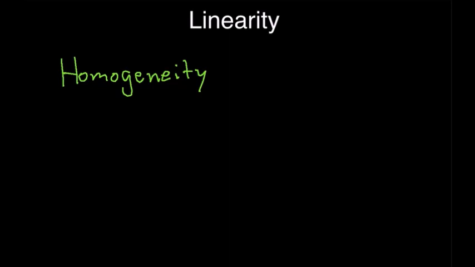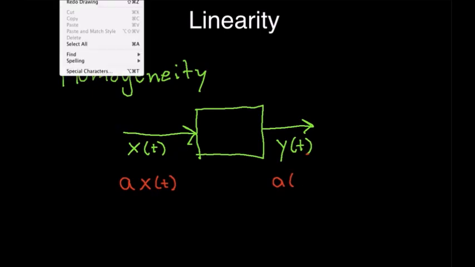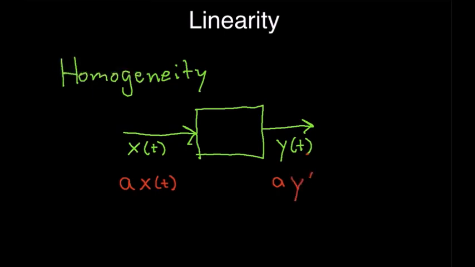Okay, and homogeneity can be described in this way. Suppose we have a system and the input to this system is x of t, and the output in response to x of t is y of t. Okay, so a system that is homogeneous has the following property. If instead of x of t going in, I put some constant a, a real number, times x of t going in, if I get out a times y of t, then the system is homogeneous.